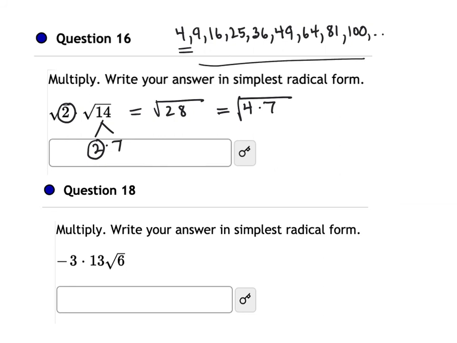I need perfect squares to simplify a root. It's got to go in evenly, and I want the largest possible. Square root of 4 is 2. 2 root 7 is the answer.